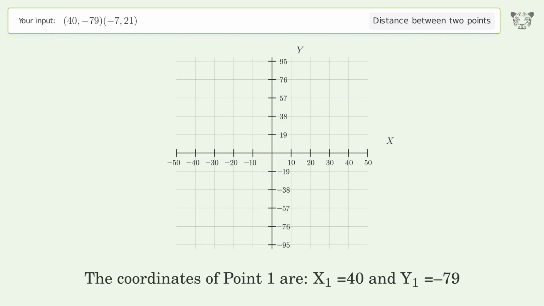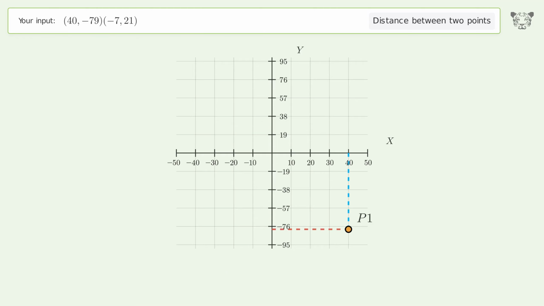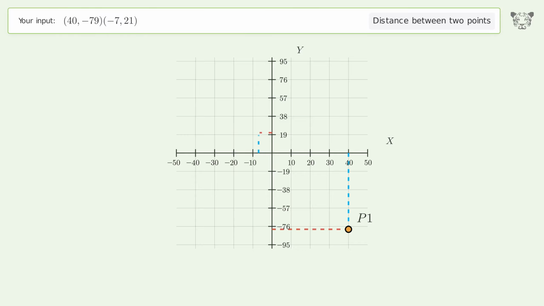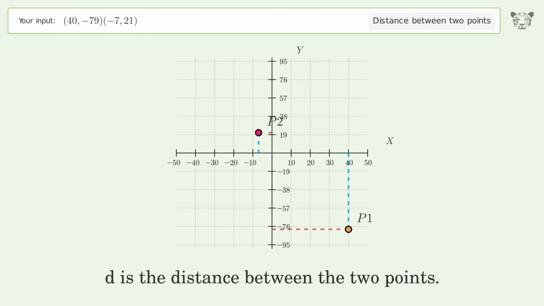The coordinates of point 1 are x1 equals 40 and y1 equals negative 79. The coordinates of point 2 are x2 equals negative 7 and y2 equals 21. D is the distance between the 2 points.